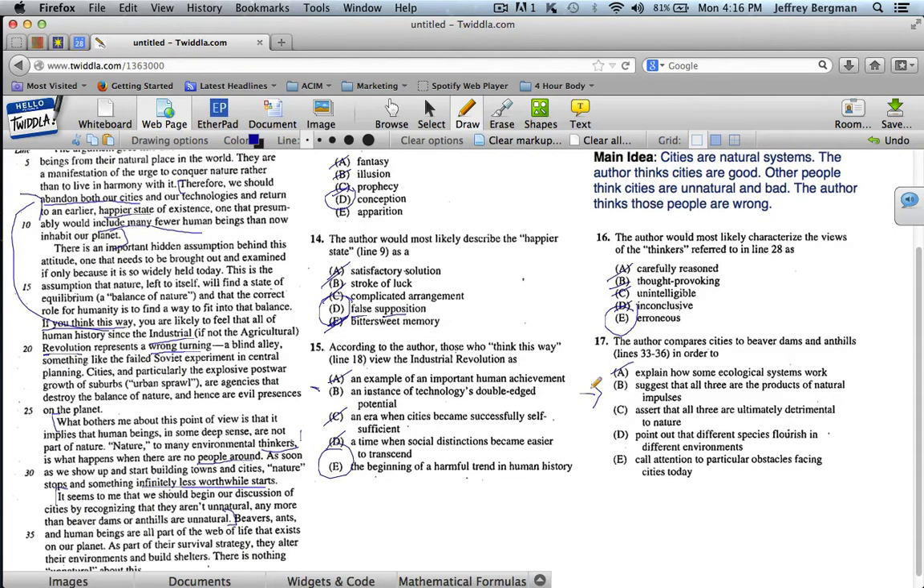Scroll it up to here. Cities are natural systems, and they're good. That's the author's main point. So we'll just circle B here. Let me show you why the others are wrong. Assert that they're all detrimental to nature? No, it's the opposite of the author's point of view. Point out that different species flourish in different environments. It has nothing to do with the main idea. Call attention to particular obstacles facing cities. Nope, nothing to do with it. So can you see how that works? Take the main idea, apply it to the questions. It applies directly to four of the first five questions.